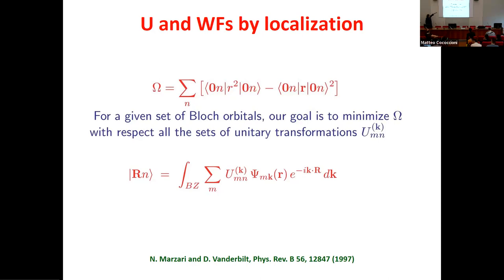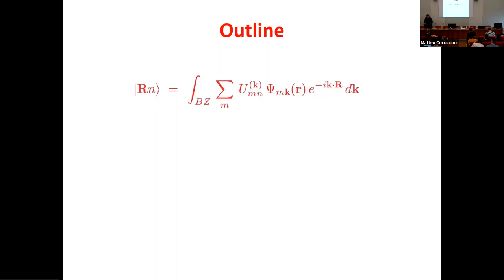But say, we define this localization criterion: the sum of the individual spreads of the Wannier functions needs to be minimum, and we want to find the U matrices at every k point such that in this transformation, omega is minimized. And so if you want, this is our strategy. We calculate the psi, let's say with Quantum ESPRESSO, and then we perform this unitary transformation, and we iteratively refine these U matrices until this set of Wannier functions is as localized as possible.